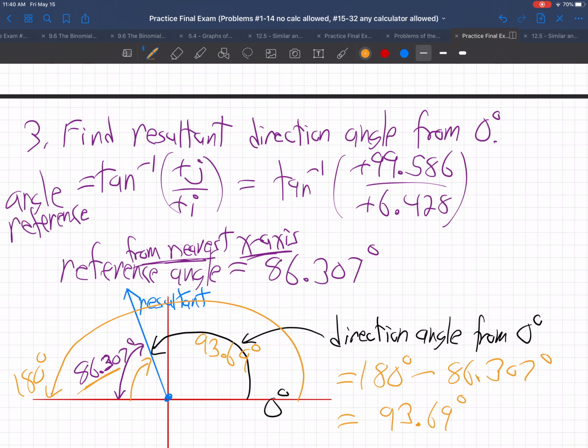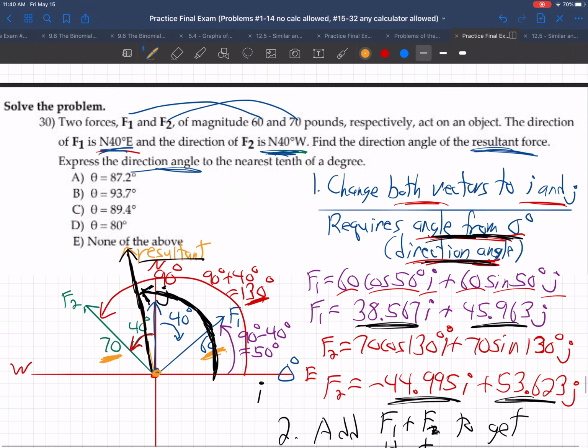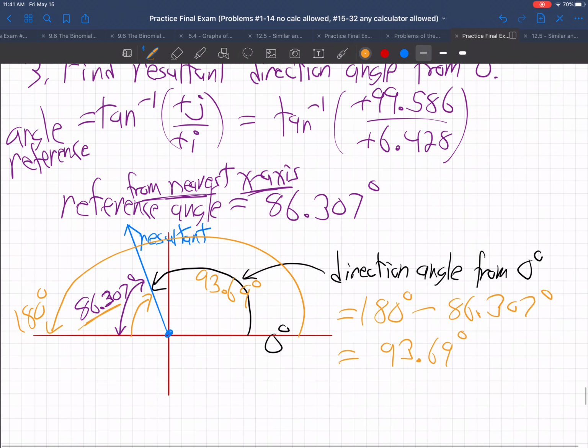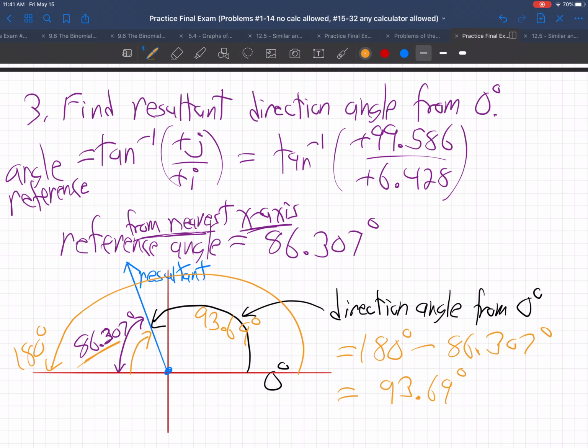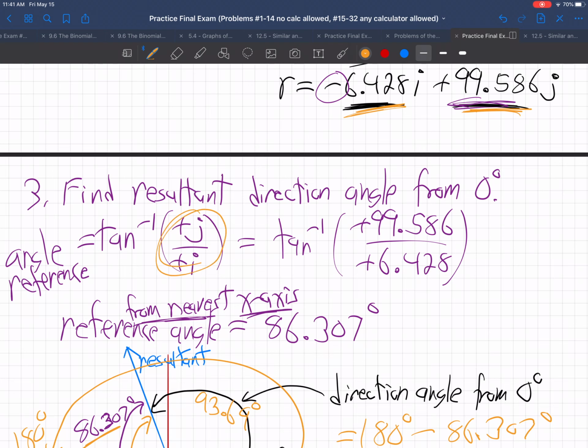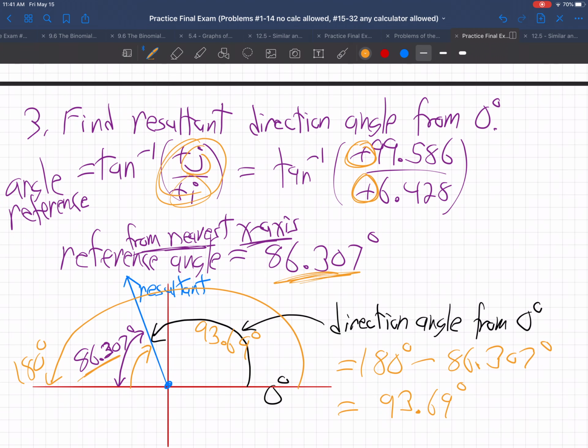So you see how we found this in the end? Let's see, is that answer there? Yeah, there it is, B, 93.7. We got it. So you see the trick, right? This is the part most people stumble on. They'll do good all the way to here. They'll get this resultant vector, but they don't know how to get the angle. How do you do it? You take the tangent inverse of the positive j over I, because tangent is sine over cosine, so sine is up and down. It's y, it's j. J is up and down. I is sideways like cosine, like x. But the positive of both those, get your angle, and then know that's a reference angle.